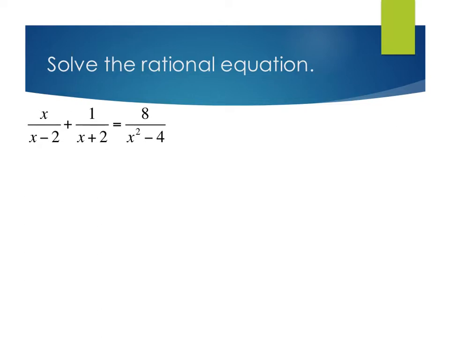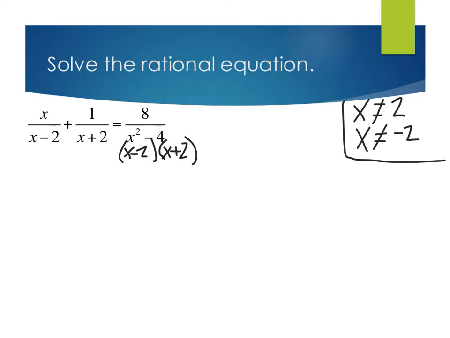Okay, this one's a little different. It's not just a fraction equals a number, it's got a couple of fractions adding together. So for this one, first we're going to do that same first step and figure out what the denominators can't be. So x cannot equal positive 2, x cannot equal negative 2. And if I factor this one right here, this is x minus 2 times x plus 2, so it's the same thing that I had. There's not anything else that x cannot be that would make it undefined.